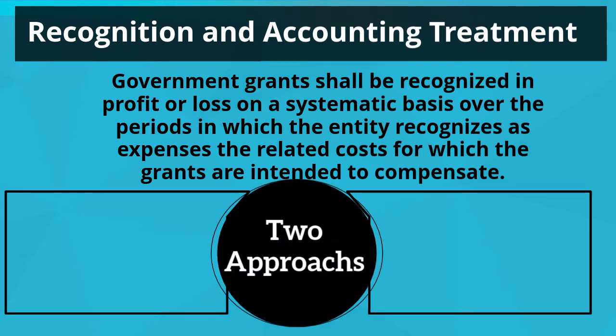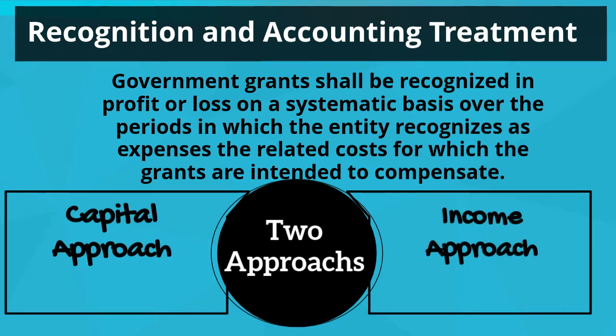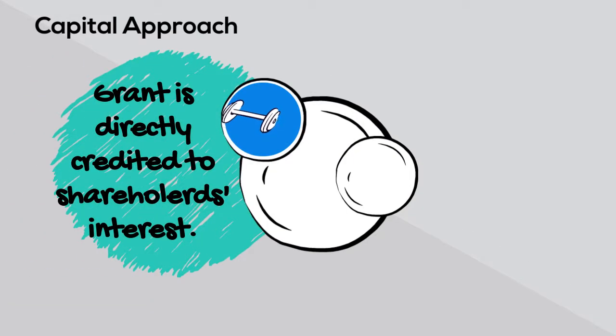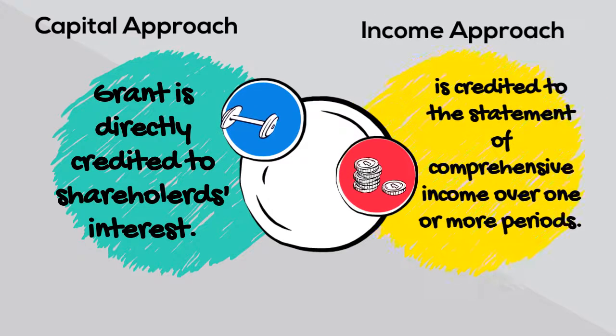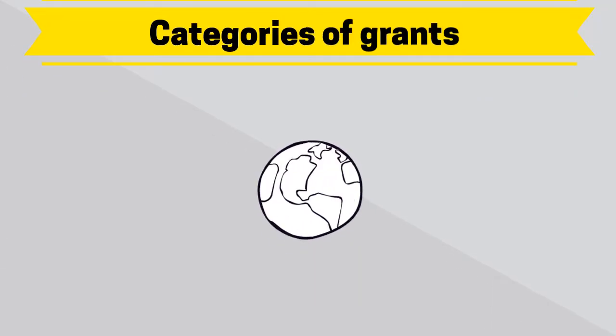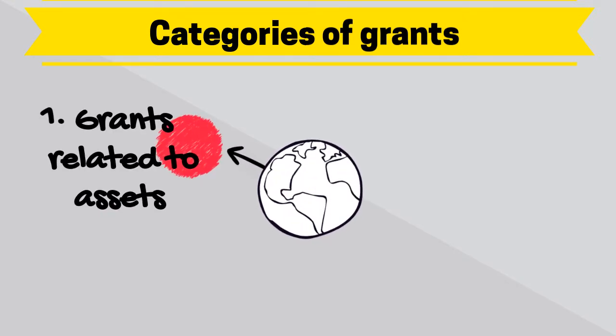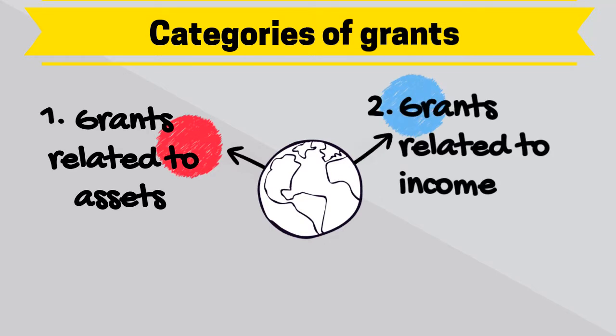There are two approaches to accounting for government grants. The first one is the capital approach and the second one is the income approach. The capital approach is directly credited to shareholders' interest. Then the income approach is credited to the statement of comprehensive income over one or more periods. Therefore, there are two categories of grants. First is grants related to assets, second is grants related to income.